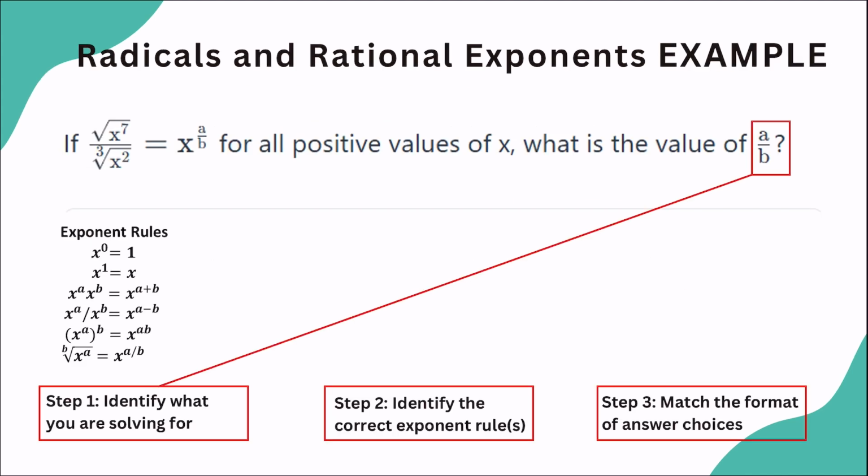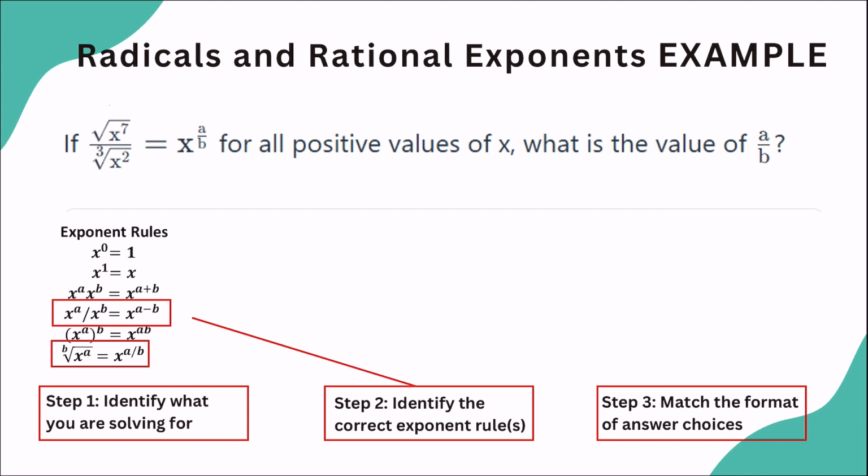So step number 1, identify what you're solving for. Here I can see I'm solving for a divided by b. Step number 2, identify the correct exponent rules. So I can see here that we have exponents and square roots, and we also have exponents being divided. And so the two rules I think I'm going to use are the division exponent rule and the square root exponent rule.